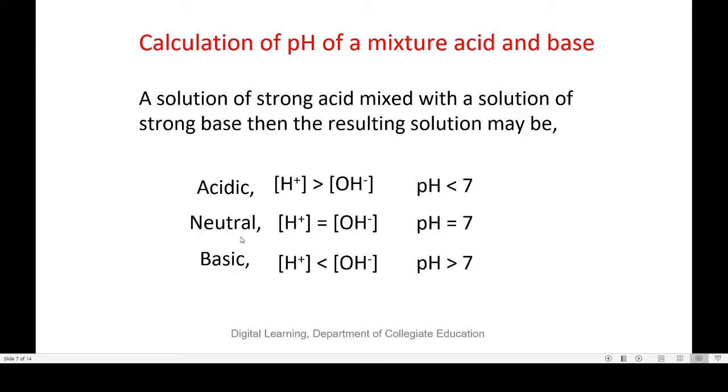In case of a neutral solution, the hydrogen ion concentration will be equal to the hydroxyl ion concentration, then pH will be equal to 7. If the solution is basic, then the hydroxyl ion concentration will be more than the hydrogen ion concentration and pH will be greater than 7.